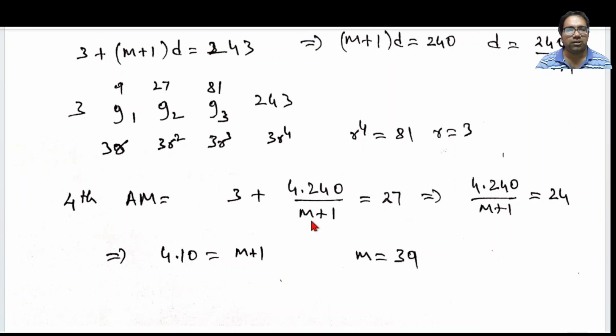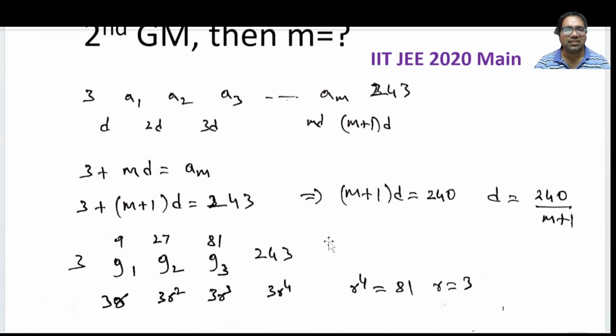That means 4 into 240 by (m plus 1) equals 27 minus 3, which is 24. This 24 will go 10 times here. So 4 into 10, 40 equals m plus 1. That means m equals 39. It's a simple problem. m is actually 39.